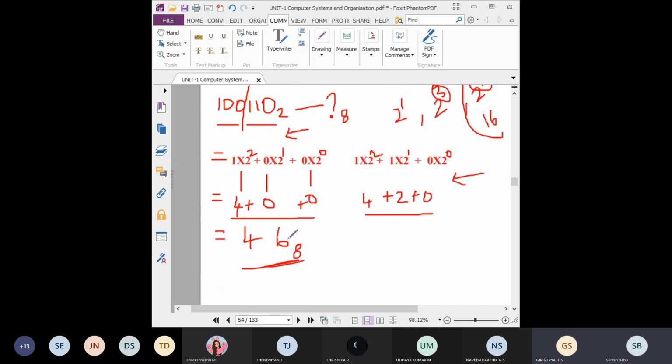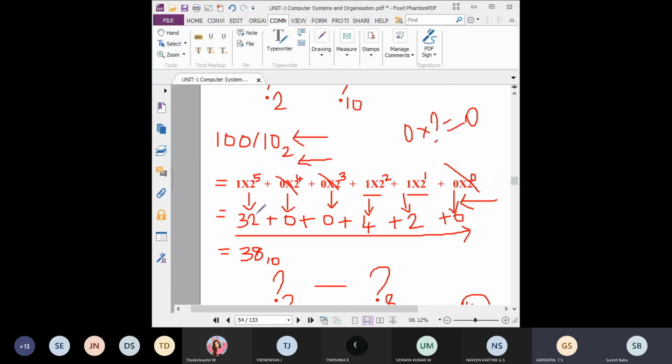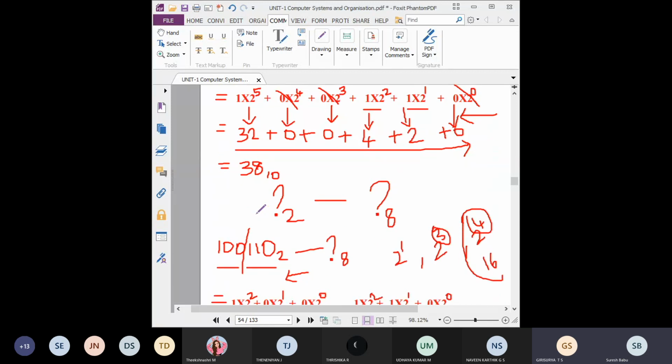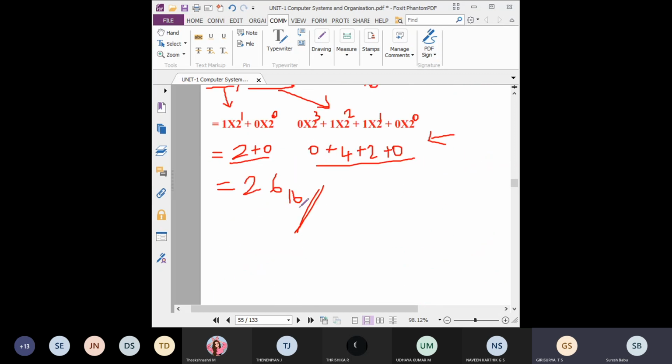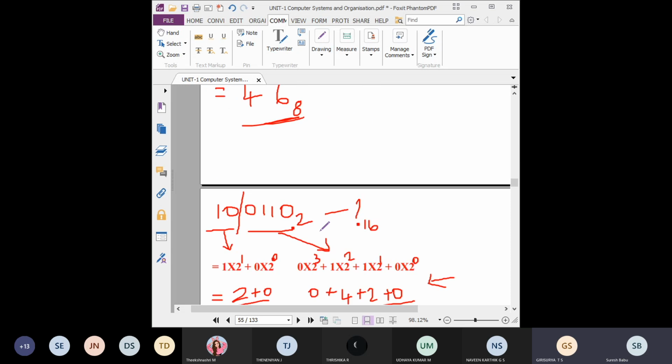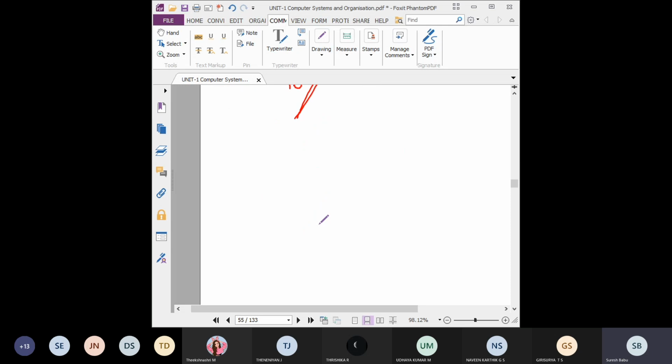See, everywhere we are getting different answers. The decimal answer is 38. The question is the same, but the numbers are different. 38 is the answer for decimal, 4, 6 is octal, and 2, 6 is hexadecimal. Understood, everyone? Yes, sir. You will get different equivalent values, so you need all the conversion types. Now we converted these 3 types from binary to decimal, octal, and hexadecimal.